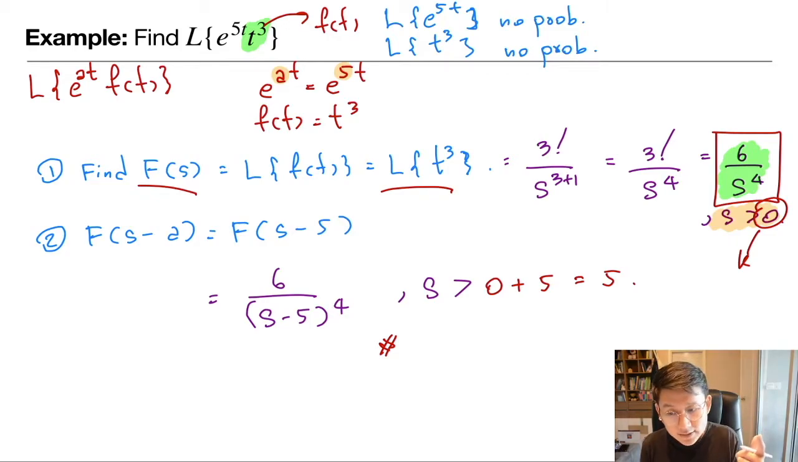After that, you need to find the big F of s minus a. F(s) is 6 divided by s to the 4. So F of s minus a, which is F of s minus 5. Don't forget, right now our a is 5. F of s minus 5 is 6 divided by (s minus 5) to the 4. Okay, makes sense? You just do substitution.